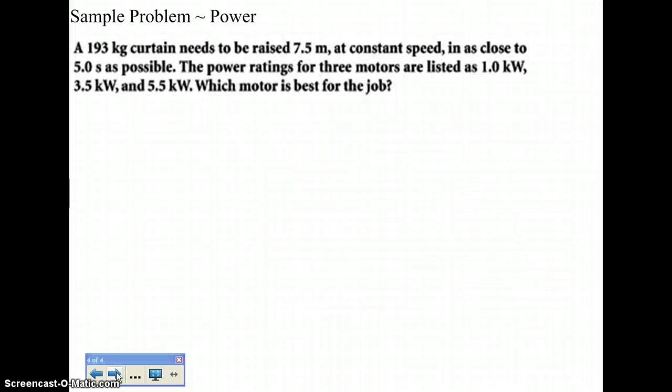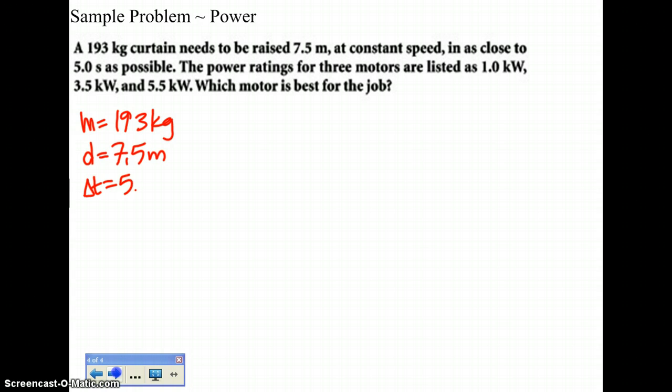Here's your sample problem. A 193 kilogram curtain needs to be raised 7.5 meters at a constant speed and as close to 5.0 seconds as possible. The power ratings for the 3 machines are 1, 3.5, and 5.5 kilowatts respectively. Which motor would be best for the job? You also know that you're raising this thing, so we need 9.81 meters per second squared. We're going to solve for power in kilowatts so that we can choose which motor would be the most appropriate.